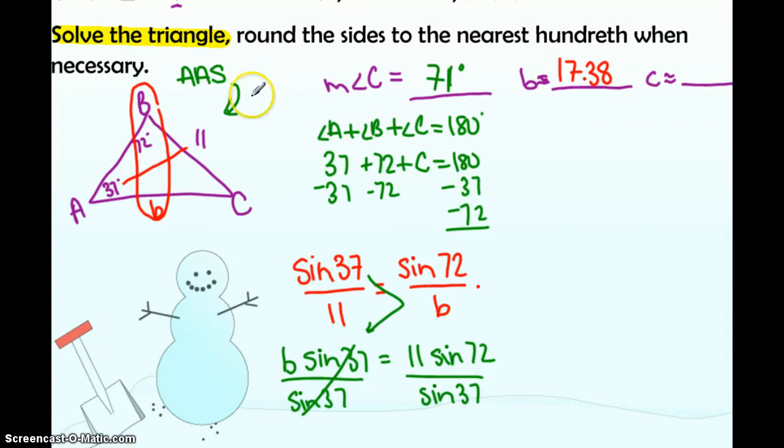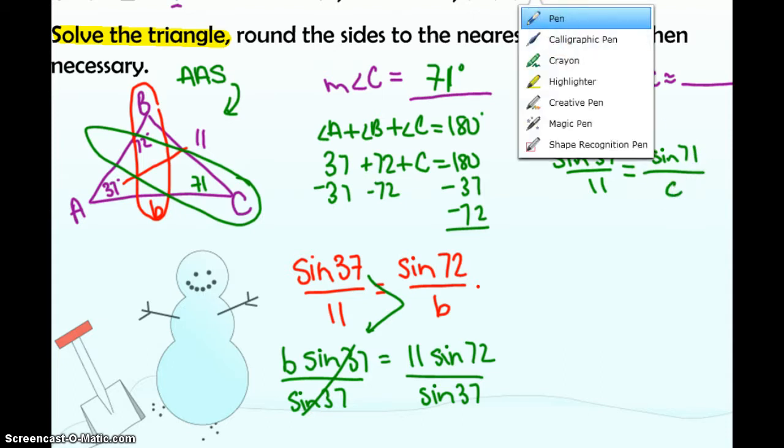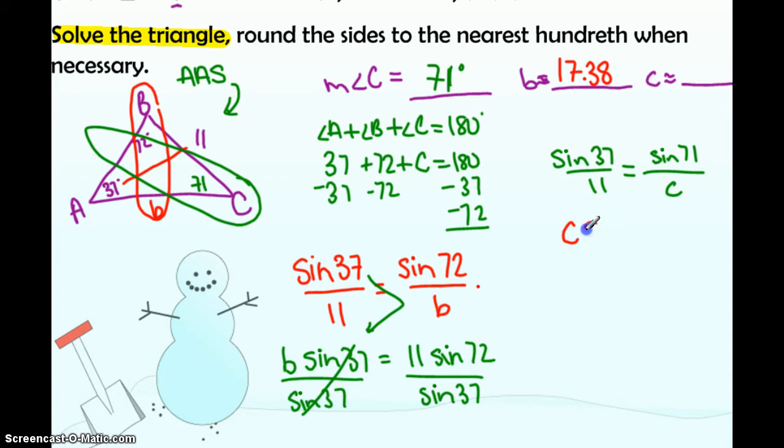All right, we need to do a similar thing to solve for C. If we want to solve for C, we want to use our given ratio that we have, the sine of 37 over 11, and use C. Well, we don't have C in the picture, but we found it was 71. So the sine of 71 over little c, because that's our side length. Take the cross product, and divide by the sine of 37.